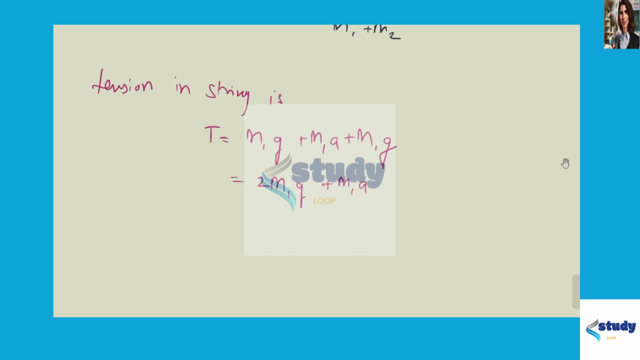Now we can say that the tension in the string is given by T equals m1g plus m1a plus m1g. This is from equation second. So from here this equals 2 times m1g plus m1a. Now put the value of acceleration here.